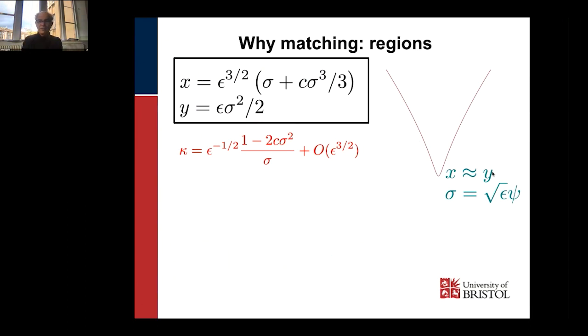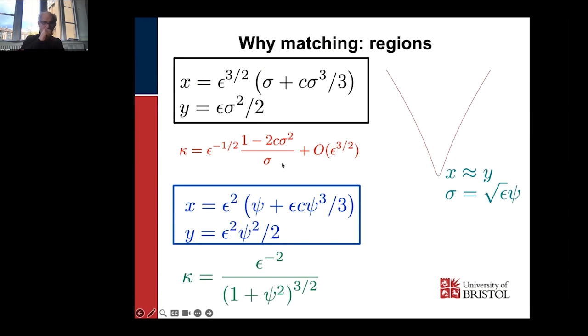Namely, I need a tip region where x is comparable to y, and I can realize that by reparameterizing sigma in terms of a new variable psi. If I do that, I get a new parameterization where x and y are automatically of the same order in epsilon, and this cusp exponent, this higher order term, is of lower order in epsilon. And then indeed the curvature becomes nice and regular as a function of psi, as expected.